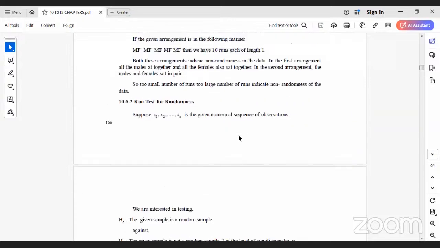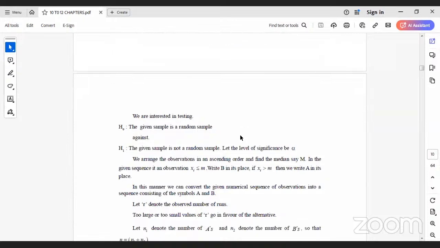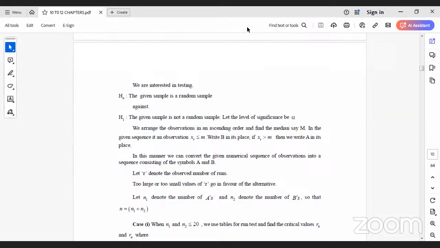Test for randomness. Suppose x1, x2, and so on up to xn is a given numerical sequence of observations. We are interested in testing whether the given sample is a random sample, against the alternative that the given sample is not a random sample. Let the level of significance be alpha. We arrange the observations in ascending order and find the median, say m. In the given sequence, if an observation xi is less than m, we write A in its place, and if xi is greater than m, we write B.